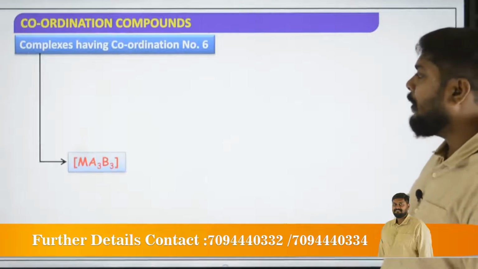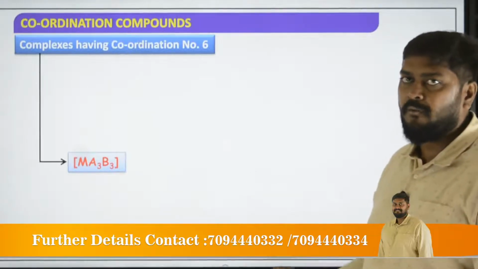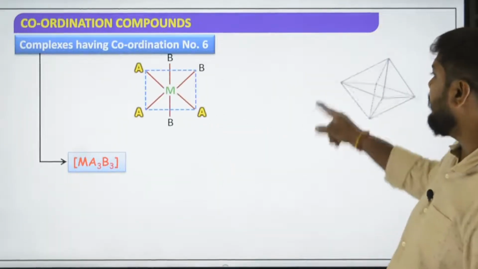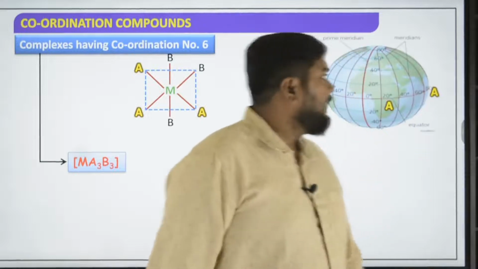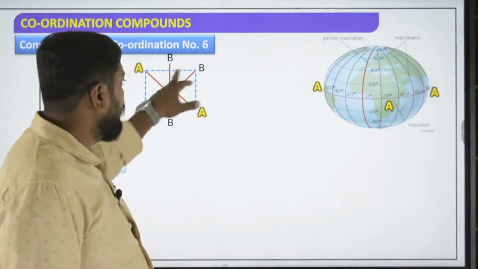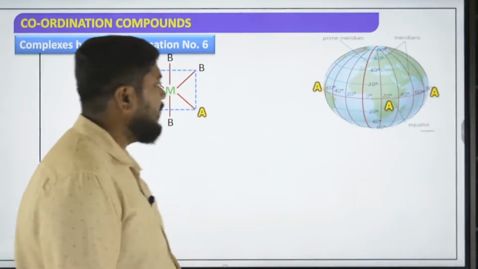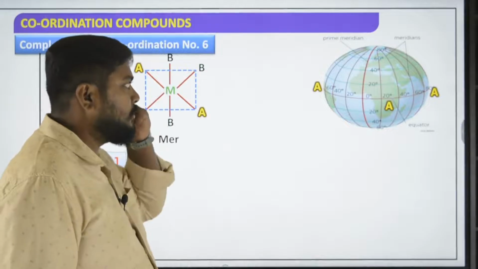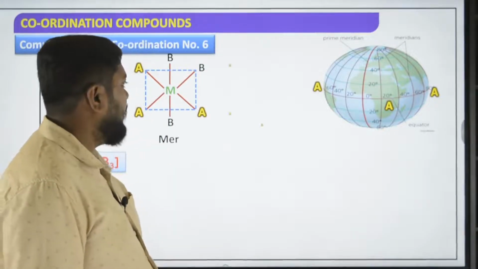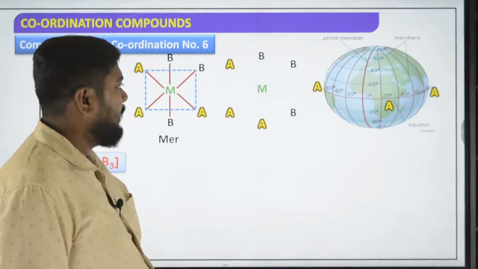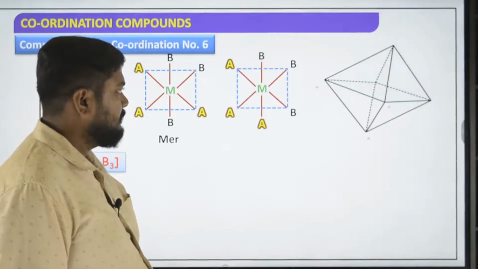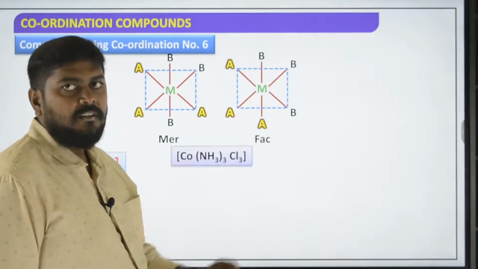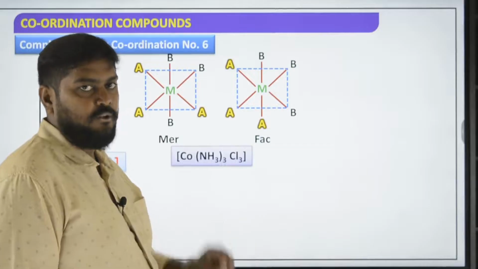Next, complex with MA3B3. It is a special type of complex. So MA3B3, there are 3 A's and 3 B's. If these 3 A ligands are present in the equatorial plane, it is called a meridional isomer. This is called the meridional isomer. If the 3 A's are present on a face, then it is called a facial isomer. This isomer is also called the fac-mer isomer.